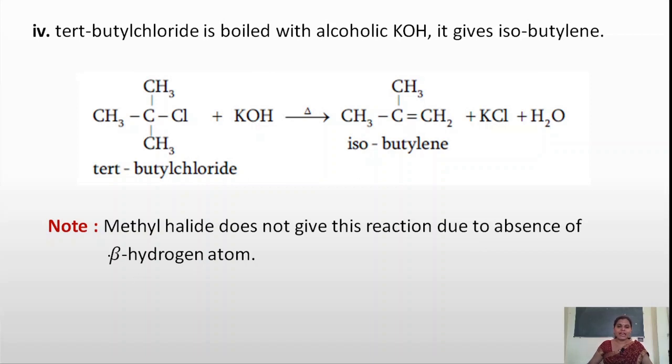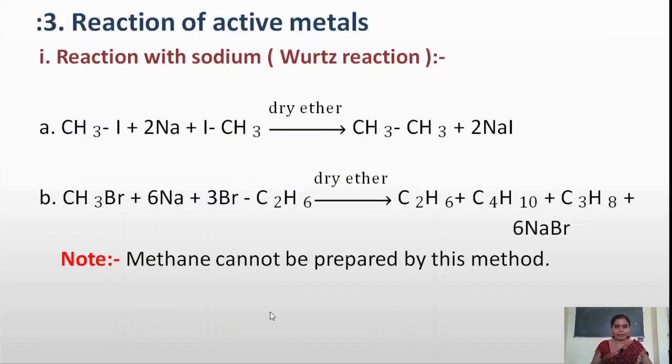Now methyl halide does not give this reaction due to absence of beta hydrogen atom. Here I take the methyl halide, CH3Cl, this is methyl chloride. In this compound only the alpha carbon is present, and there is no beta carbon, meaning there is no adjacent carbon to this carbon. So due to absence of beta hydrogen atom, methyl halide does not give the elimination reaction. You have to remember that.